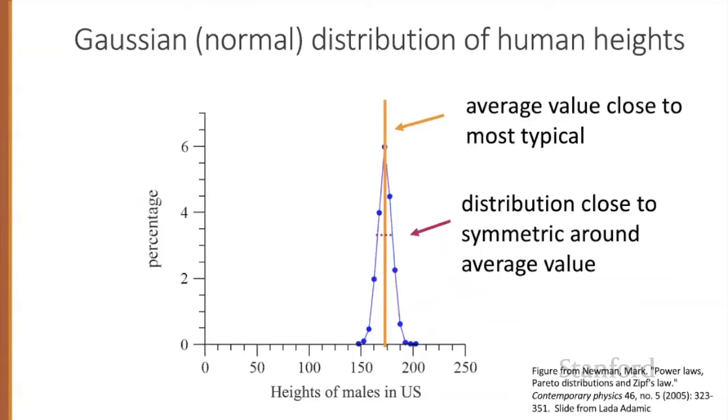Consider first the Gaussian or normal distribution of human heights. Heights are Gaussian distributed, meaning that the average value is pretty close to the most typical value, and the distribution of heights is pretty symmetric around the average value, and the ratio between the highest height and the lowest height is pretty small.